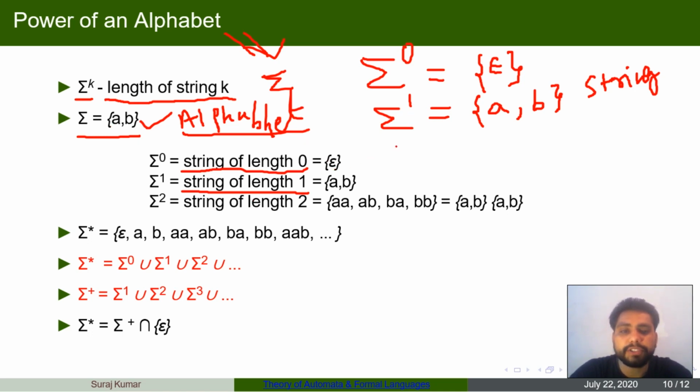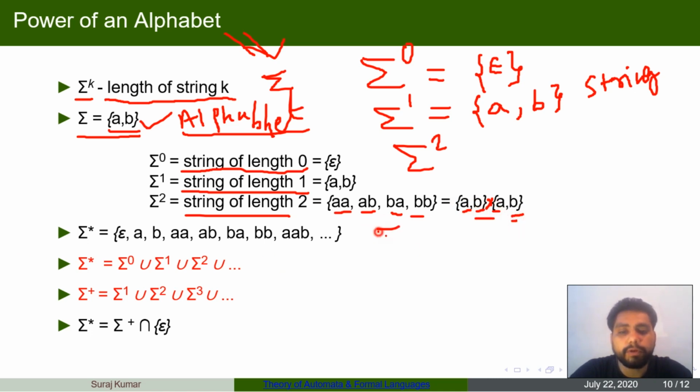Similarly, you can find sigma to the power 2, the strings of length 2. If you have sigma equal to {a, b}, you can write aa, ab, ba, bb. It can be computed as the ordered set {a, b} cross {a, b}: aa, then ab, then ba, then bb. So you can write it like this.